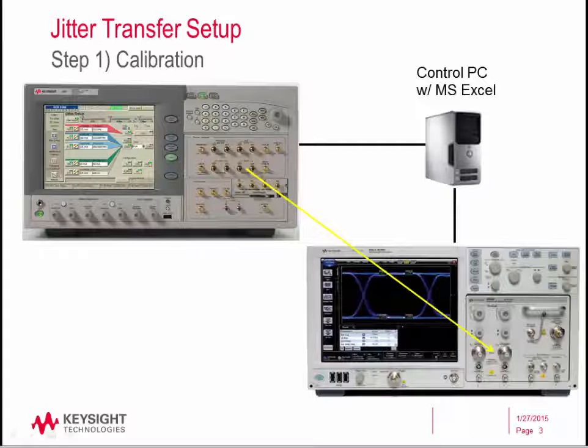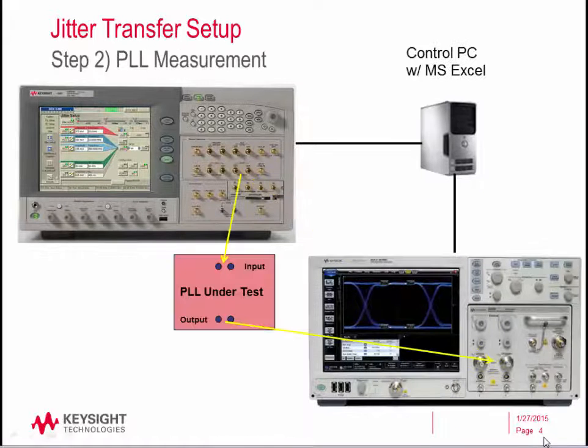Once we calibrate the jitter that will be injected into the device, the second step of the measurement is to connect up the device and then measure the jitter at the output of the device. Again, there's a series of discrete jitter tones being injected into the PLL under test, and then by knowing the ratio of the output to input jitter, we can report the jitter transfer. And that's exactly what's happening in the Excel workbook. And again, in the second step of the measurement, we're characterizing the jitter at the output of the device.